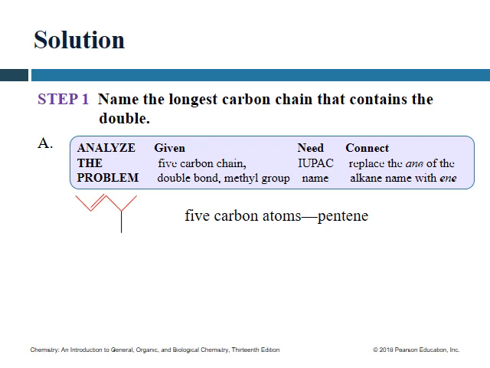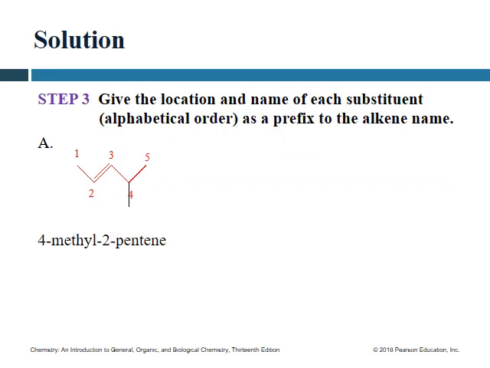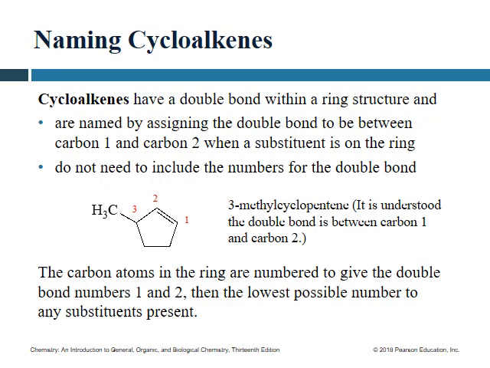So this is a solution from the problem that we just did. You can have a look, and the name is what we already talked about. So now let's talk about a cycloalkene. A cycloalkene is also a cyclic compound, a ring shape, but it has a double bond in it, right? So a cycloalkene has a double bond within a ring structure.